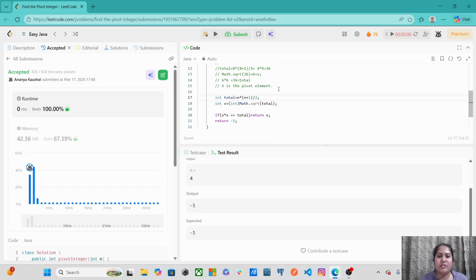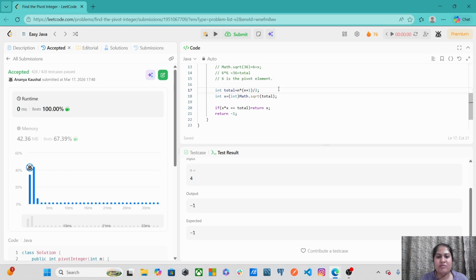What about the time and space complexity? As we are only using some integers like total and x to represent the pivot element, the time and space complexity both are constant, that is big O of 1.